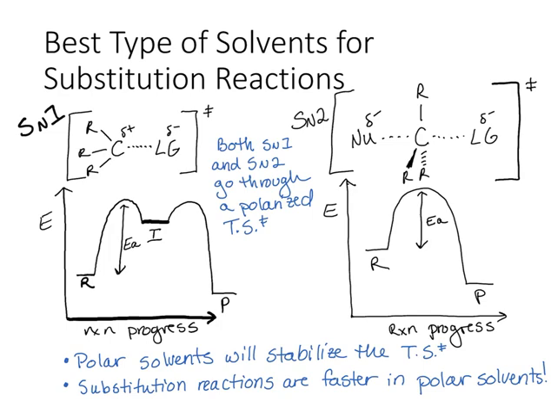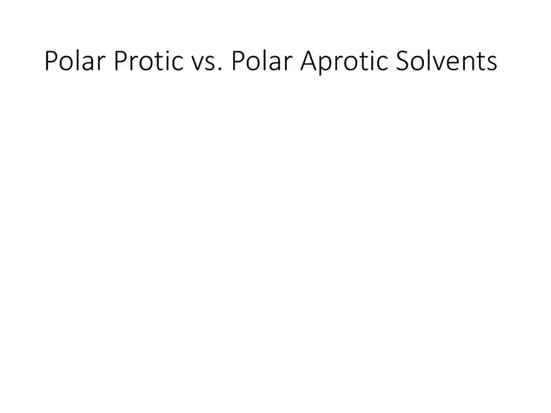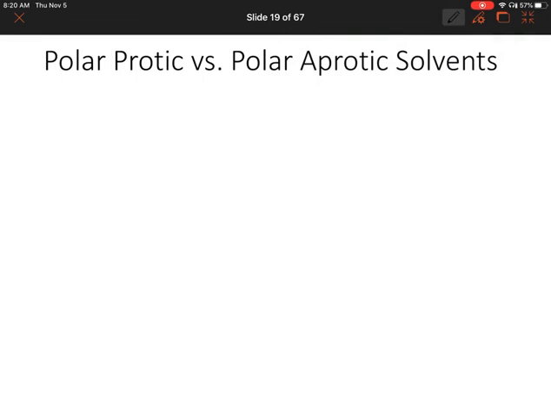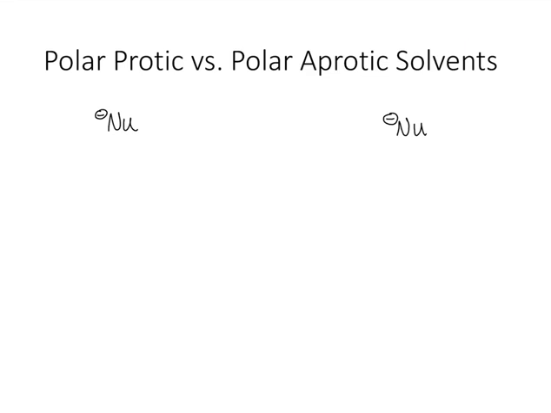All right. Now, we did see before that there are two different types of polar solvents. There's polar protic and there's polar aprotic solvents. So which one would be best to use? Let's see. Okay, so let's draw a hypothetical situation where we have our negatively charged nucleophile. And let's say we dissolve our nucleophile in a polar protic solvent first. So let's just choose water.